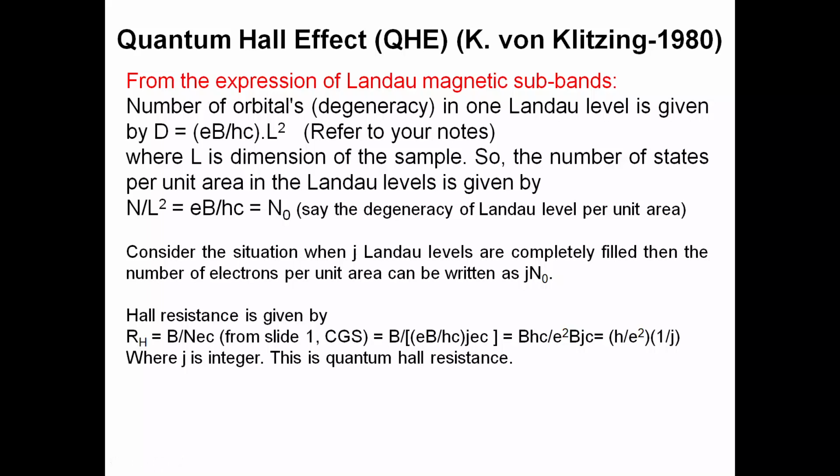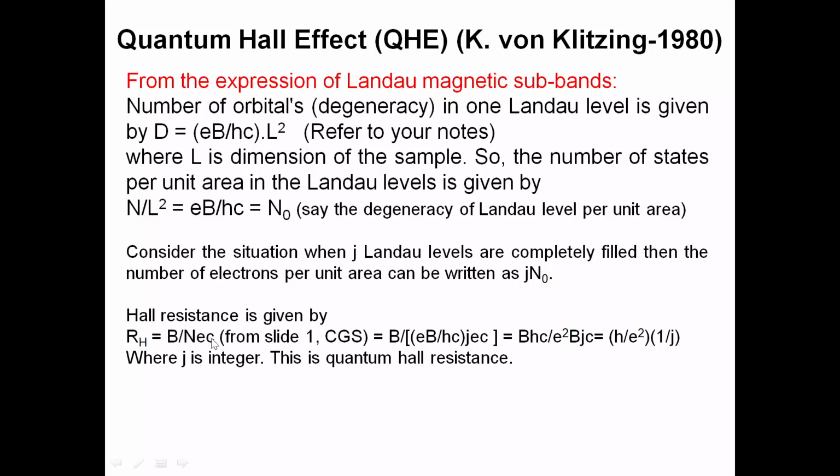The number of electrons in each Landau level is n naught, multiplied by the jth Landau level. So this will give you the number of electrons, or number of states, per unit area. Now, what is Hall resistance? We can calculate that Hall resistance is actually B multiplied by the Hall coefficient. So the Hall coefficient is 1 by NEC.